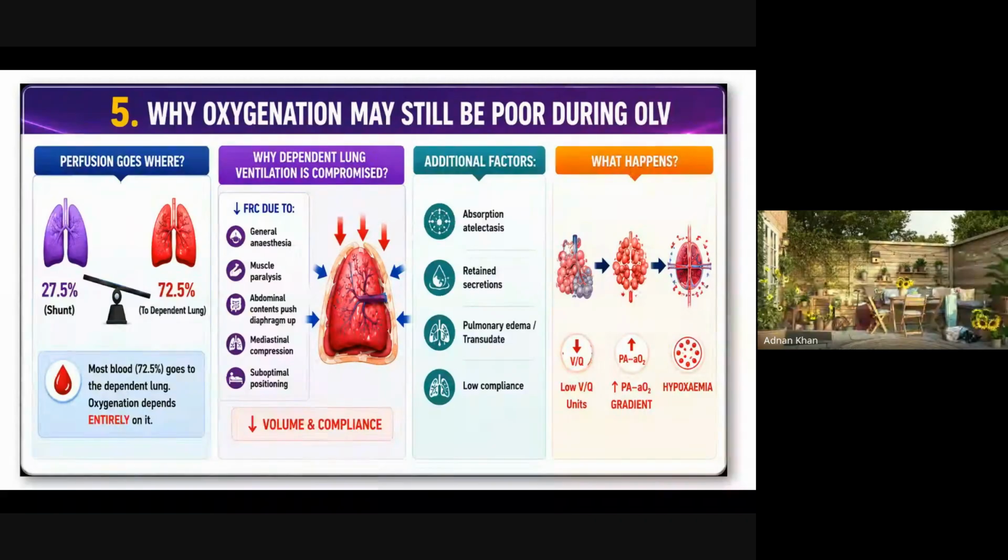However, keep in mind that anesthesia, paralysis, reduced functional residual capacity, atelectasis, and mediastinal compression can impair the ventilation of the dependent lung, which produces low ventilation perfusion regions and increases the alveolar arterial oxygen gradient.